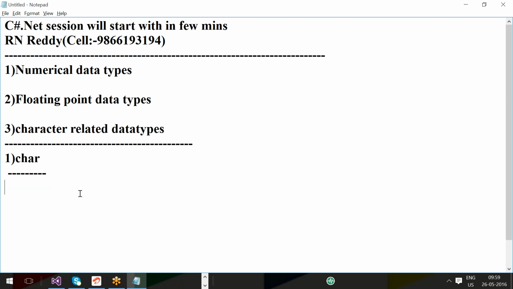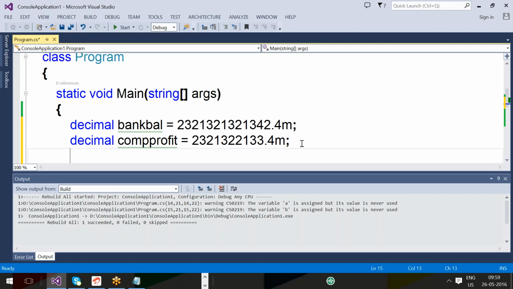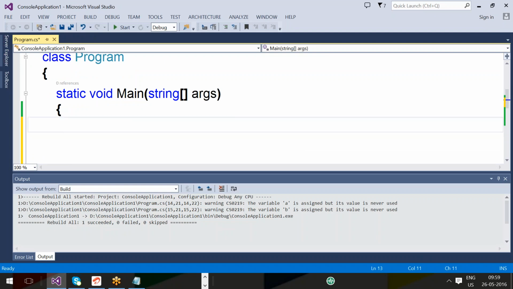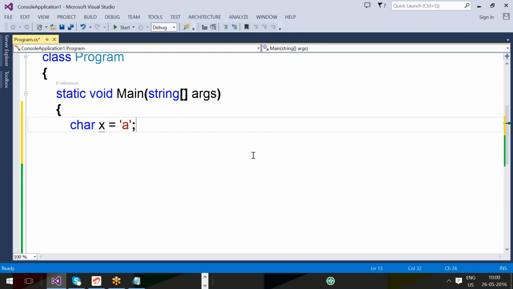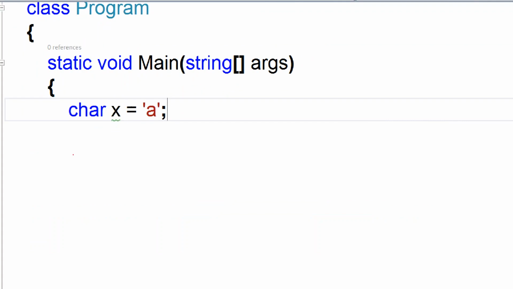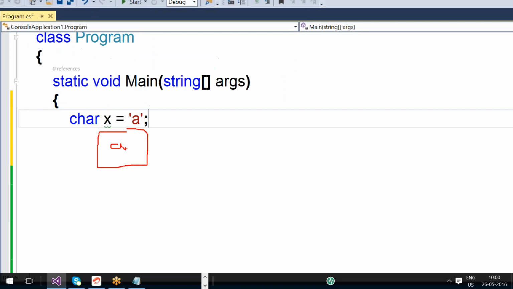Before that, let's see the char examples, then you will get some idea. Char x equal to 'a'. Here x is the variable, and a is the data. Char data should be enclosed in single quotes.